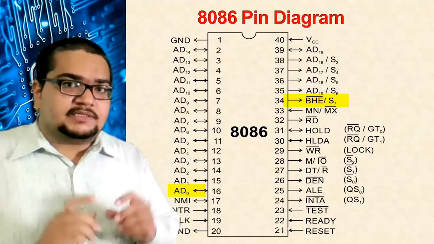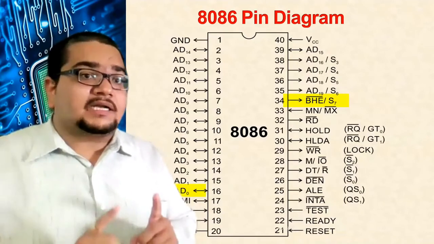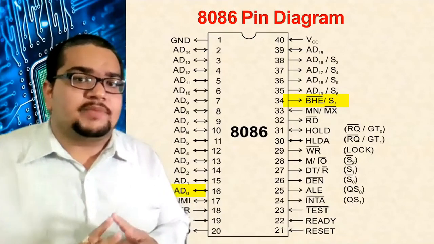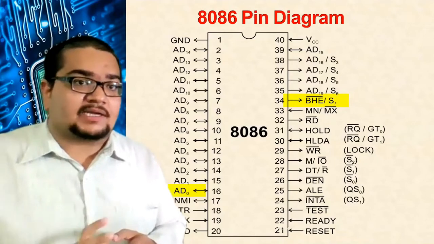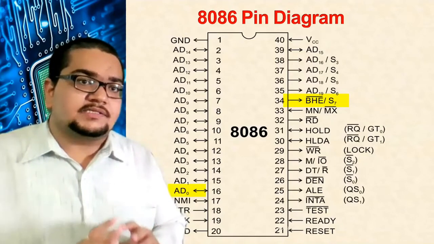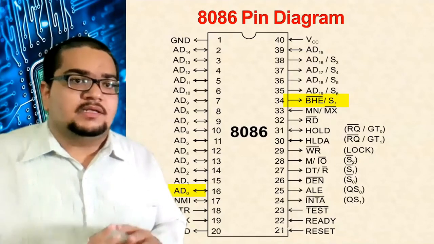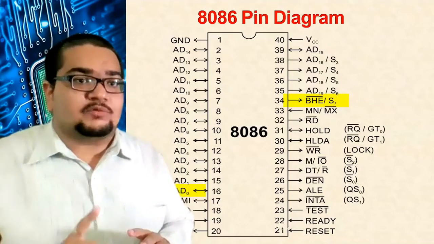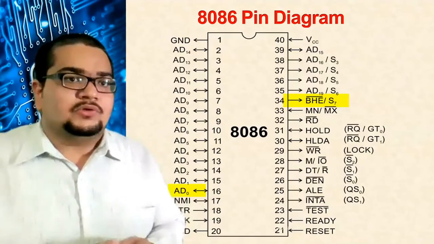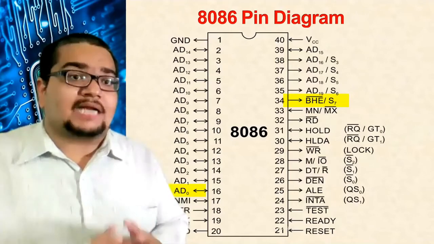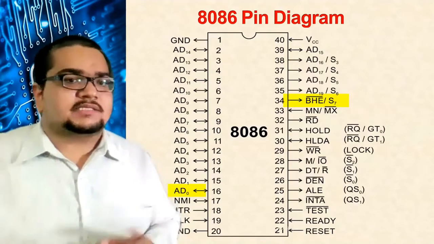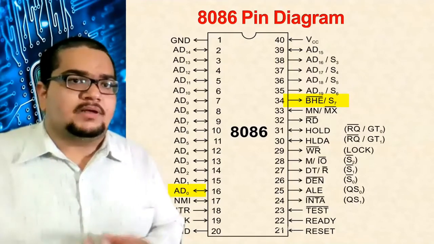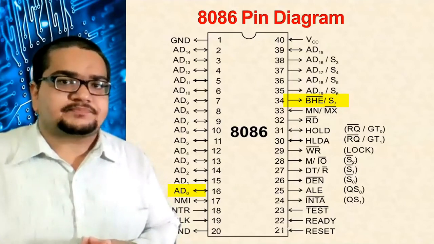That means this signal BHE bar is active low. Active low means this signal is active when it is 0. Getting it? Instead of becoming active at 1, it is active at 0. It is called active low. Whereas AD is normal, or active high only.